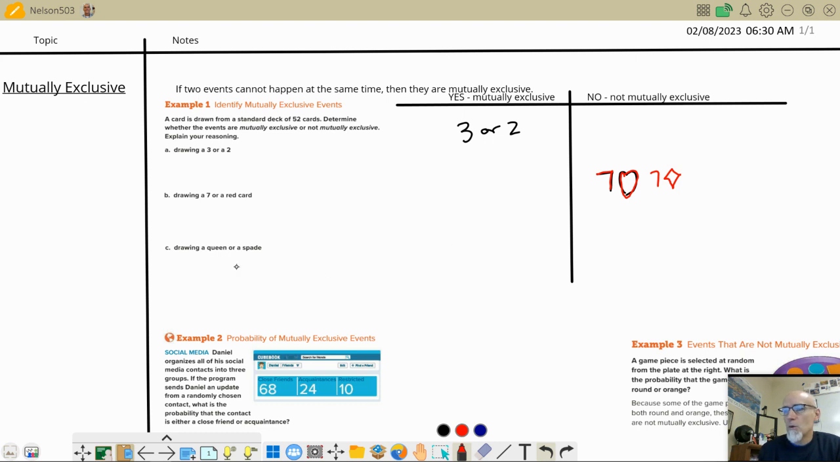What's the chance of drawing a queen or a spade? I want you to take a moment. Is it mutually exclusive or not mutually exclusive? I'm going to say it's not mutually exclusive because there is such a thing as a queen of spades. Because both things can happen at the same time, it's not mutually exclusive. If both things cannot happen at the same time, like you can't have a 3 and a 2 at the same time, then it's mutually exclusive.